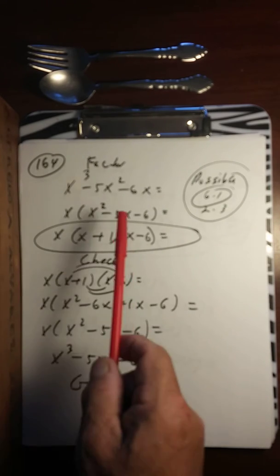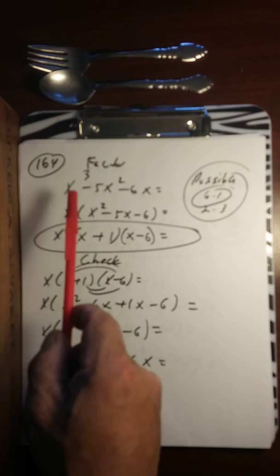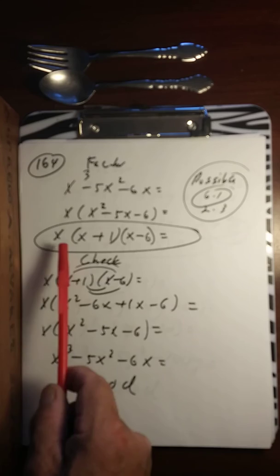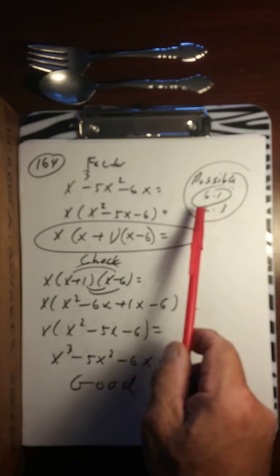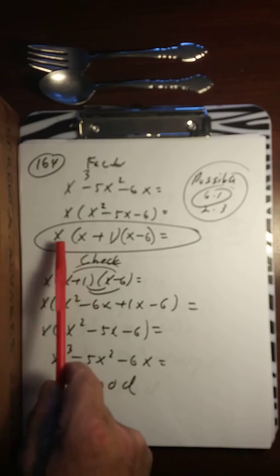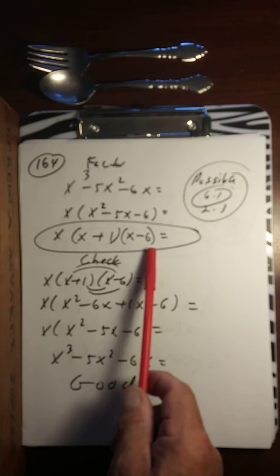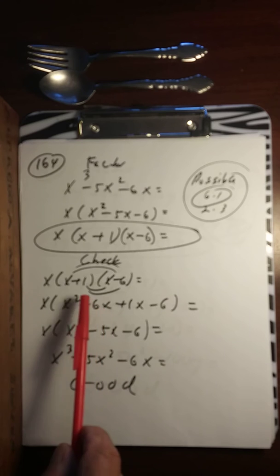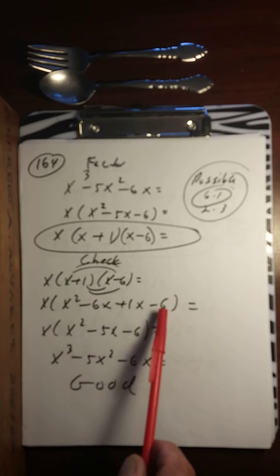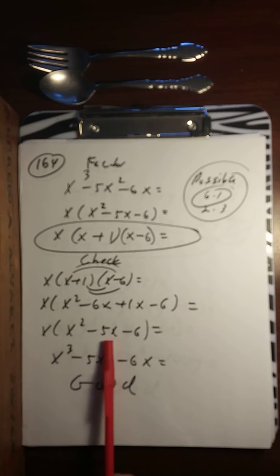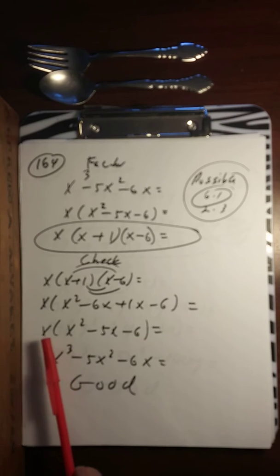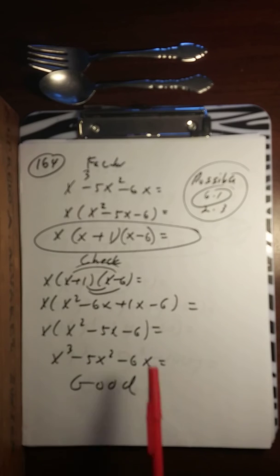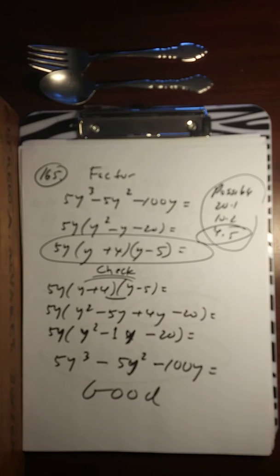Factor this. All right. GCF x. So x times that is x cubed. X times that is 5x squared. X times that is negative 6x. Now, this part right here is going to be 6 and 1, 2, 3. We'll get 6, 1. So now this is x plus 1, x minus 6. Check it. Put it down here. X times x is x squared. X times that is minus 6x. That times that is 1x. And that times that is minus 6. So x squared minus 5x minus 6. So that times that is x cubed. That times that is minus 5x squared. And that one times that one is minus 6x. Does it match? Yes, it's correct.